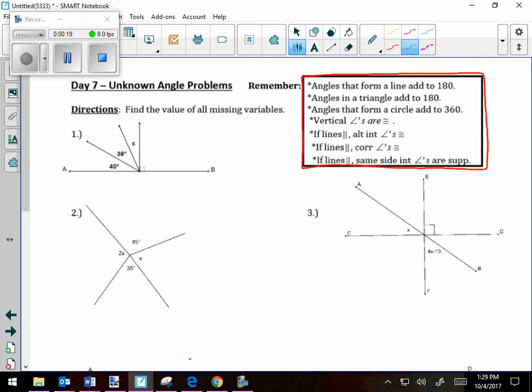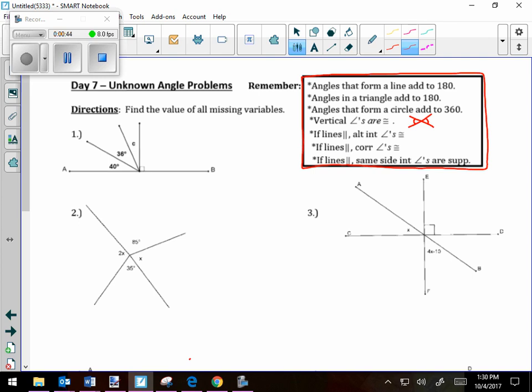Angles that form a line or are supplementary add to 180. Angles in a triangle add to 180. Angles that form a circle or angles around a point add to 360. Vertical angles are congruent. Just a little reminder, vertical angles are the angles that you have across from each other when two lines cross. And then the last three, which are dependent on lines being parallel.